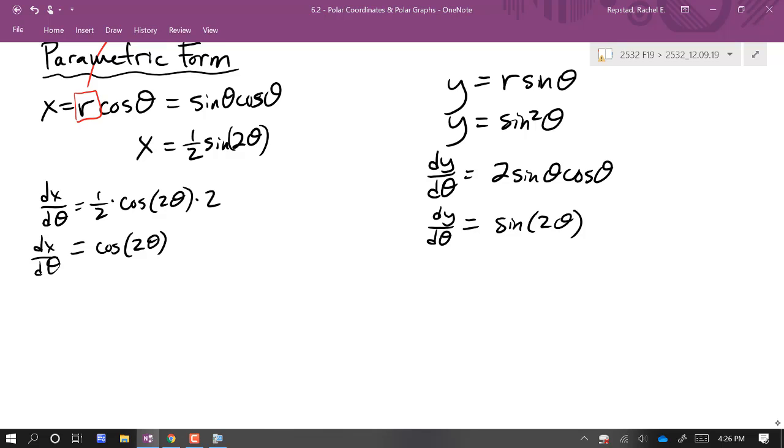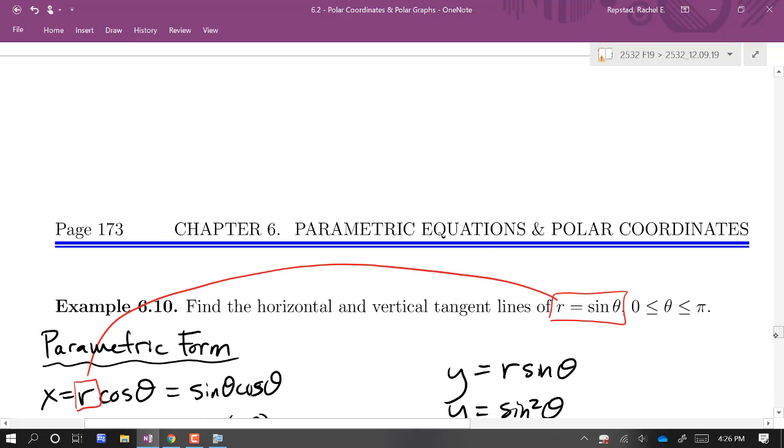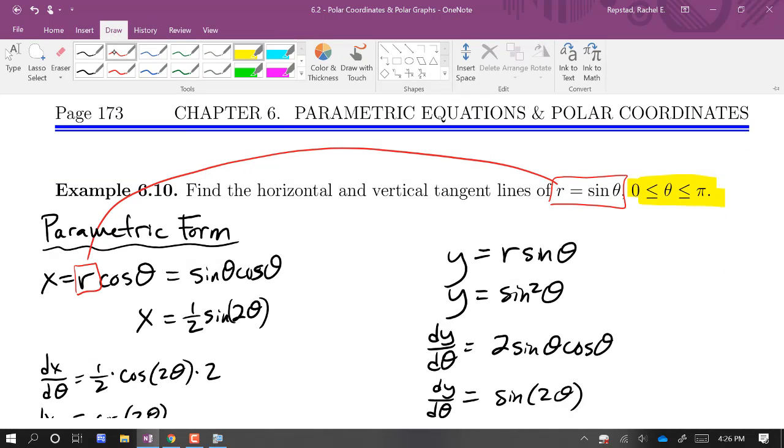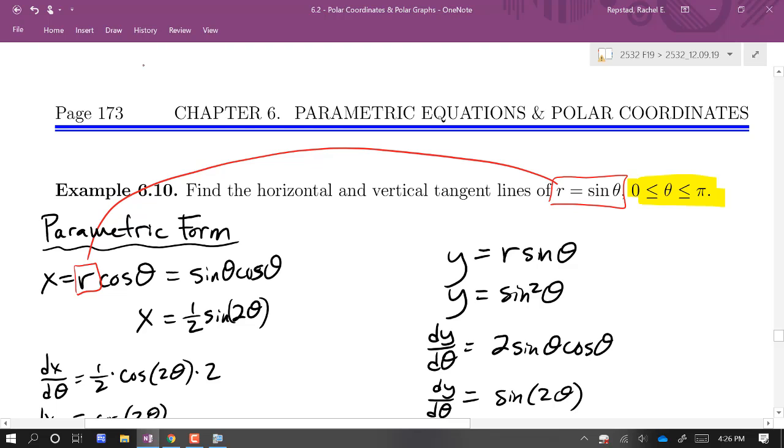So to figure out where we have vertical and horizontal tangents, we just want to know where each of these is 0. We get our vertical tangents when dx d theta is 0. So let's solve that one on the left first. If this is 0, that means that cosine 2 theta is 0. Now we're solving a trigonometric equation, so that often means there are multiple solutions. They told us at the very beginning, I'm going to scroll up, that theta is between 0 and pi. Now, since we used the double angle formulas, the arguments for both of our derivatives are 2 theta. So that means 2 theta is going to go between 0 and 2 pi.